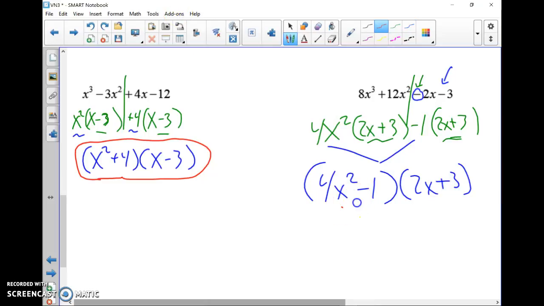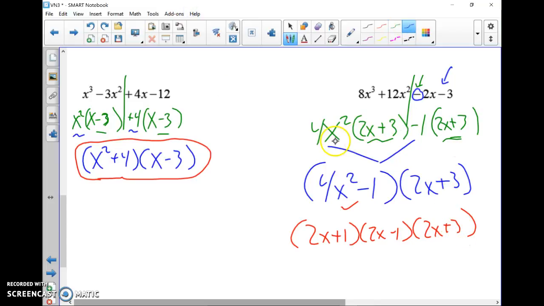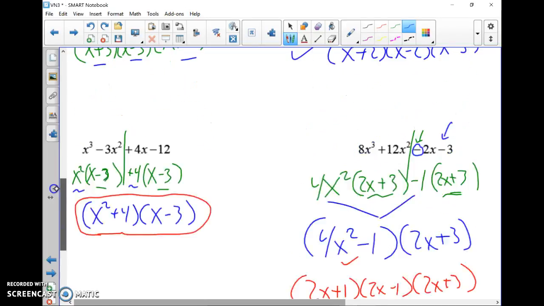Is this a difference of two squares? Yes, it is. 4 is a square, 2 is an even exponent, we got the minus, and 1 is a square too. So it's going to be 2x plus 1, 2x minus 1 from the difference of two squares, and then bring down the 2x plus 3. So we see a lot of times we do get the difference of two squares, but occasionally we don't, so don't make the assumption, especially if it's a plus sign. You should know that's as far as it's going.